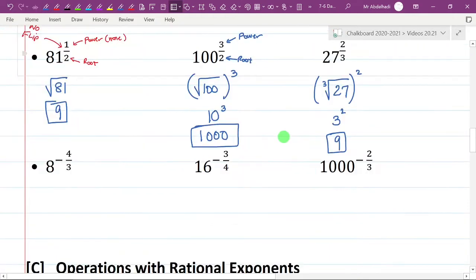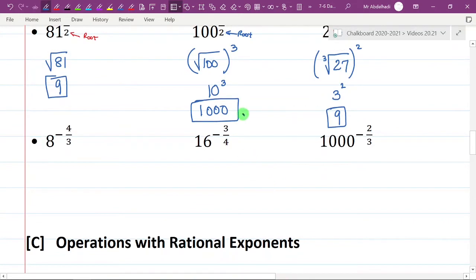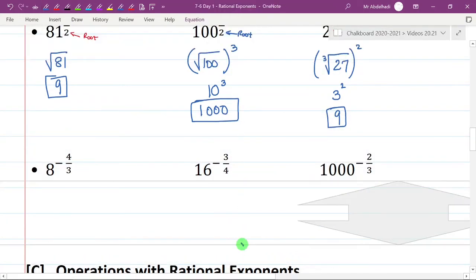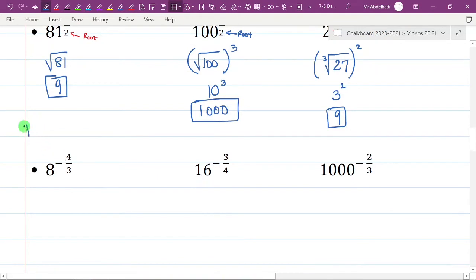These next ones have negative powers in them. So not only is it root and power, but you also have flip. And once again, root, power, flip is the order you want to do this in. So root, then power, then flip is almost always the path of least resistance.